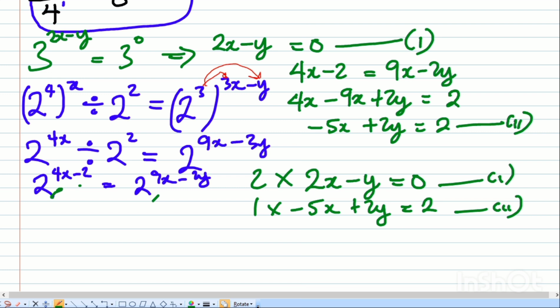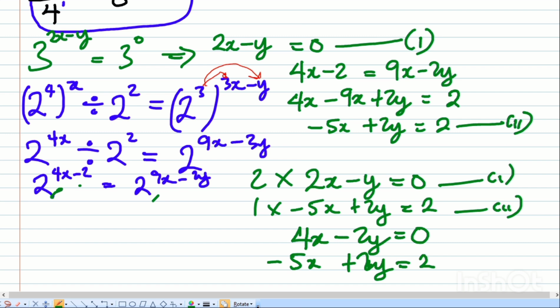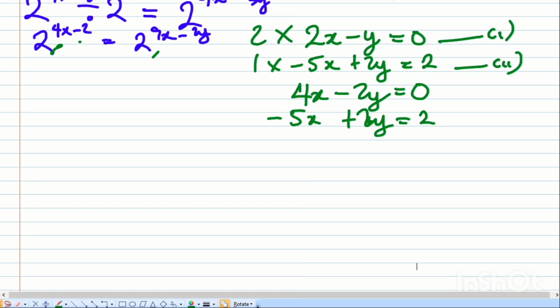So let's go ahead and do that. If you do 2 times 2x, we have 4x. 2 times y is minus 2y, equal to 2 times 0, which is still 0. Then on the other side, 1 times everything will still be the same. 1 times negative 5x, everything will just be the same. So now that's the original equation we are going to use in solving.